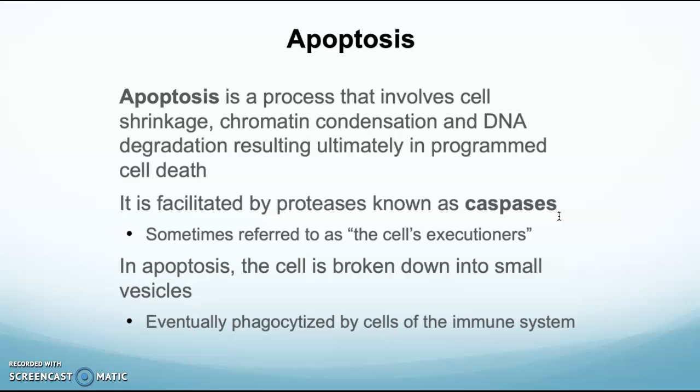And these are often something that we think of as what is actually executing the cell. So when these caspases are released, they actually will break down these proteins and break down the cell. And so in apoptosis, the cell is broken into very small vesicles and eventually phagocytized by cells in the immune system. So it's cleared by the immune system.